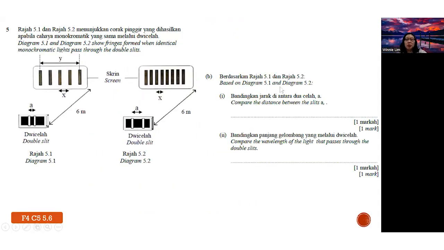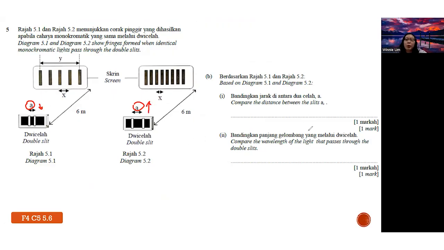So based on those diagrams, compare the distance between the slits. You all need to know where the distance between the slits is. Obviously the diagram shows you, right? So you can say the distance between the slits for diagram 5.2 is greater, or 5.1 is smaller, vice versa, correct? A is higher for this one.